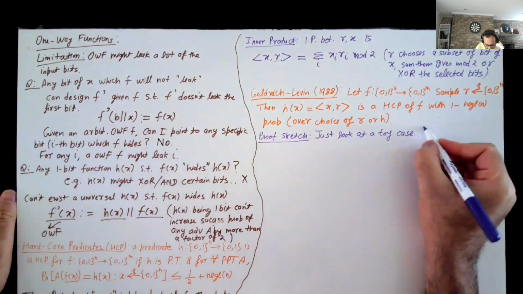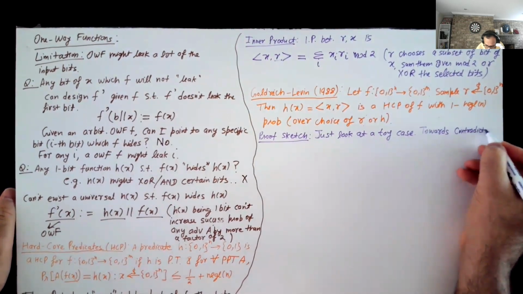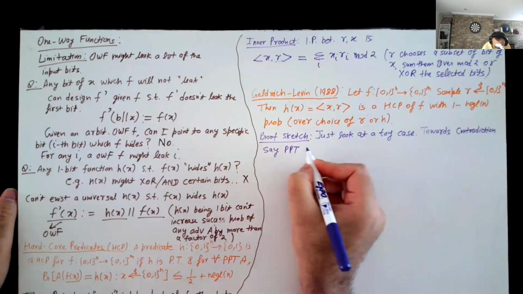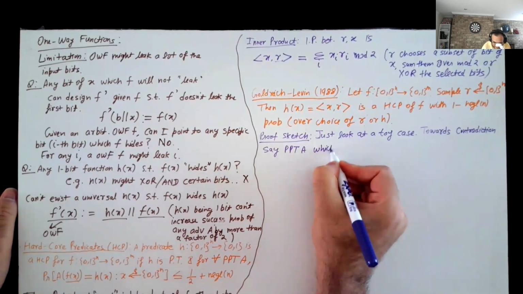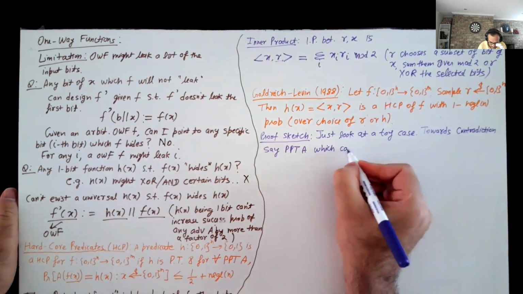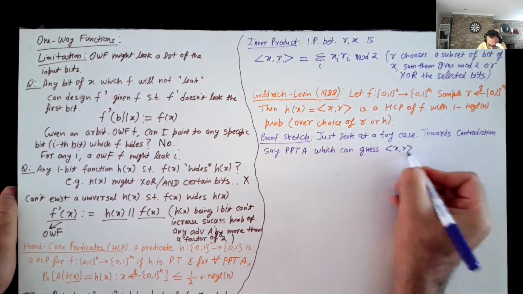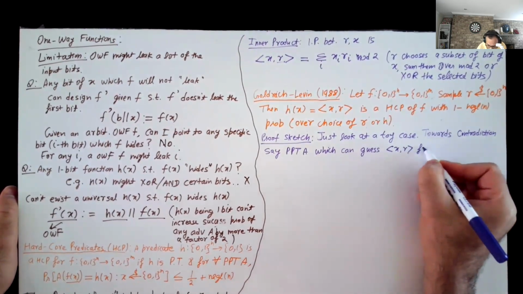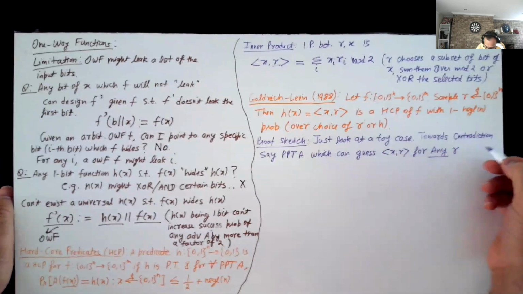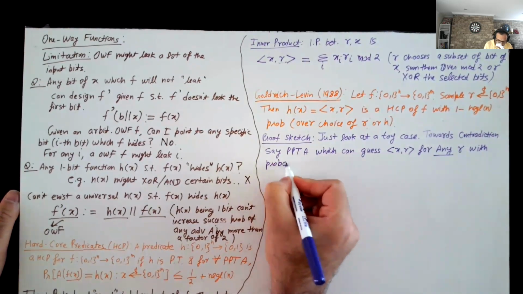So towards contradiction, suppose there exists a PPT adversary A which can guess this inner product for any r with probability, let's say, 1. So this would be the most extreme adversary.